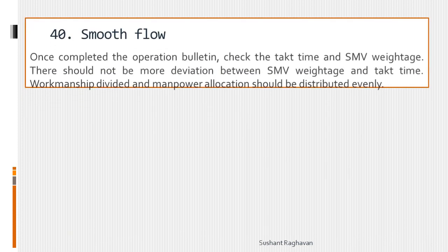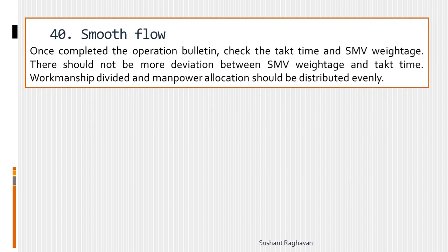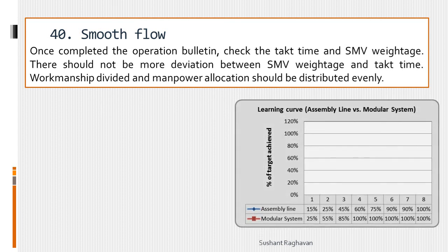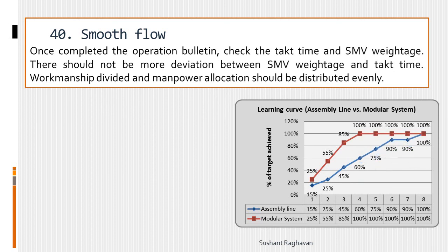Smooth flow. Once the operation bulletin is completed, check the takt time and SMV weightage. There should not be more deviation between SMV weightage and takt time. Workmanship division and manpower allocation should be distributed evenly. Learning curve, assembly line versus modular system. Percentage of target achieved day 1, day 2, day 3, day 4, day 5, day 6, day 7 and day 8.